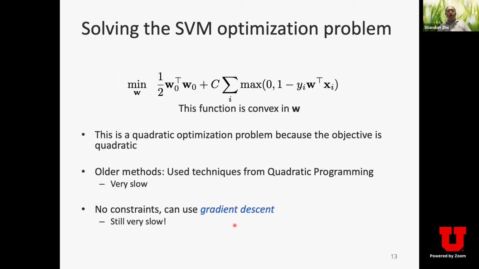Okay, so back to our SVM formulation. We know that this is a convex function in W. Here, W is the augmented W, which includes both the weight vector and the bias parameter. This is a quadratic optimization problem, because the objective is quadratic. You can use whatever convex optimization libraries for that, but it is very slow. And because this is an unconstrained optimization, with no additional constraints, we can simply use gradient descent.